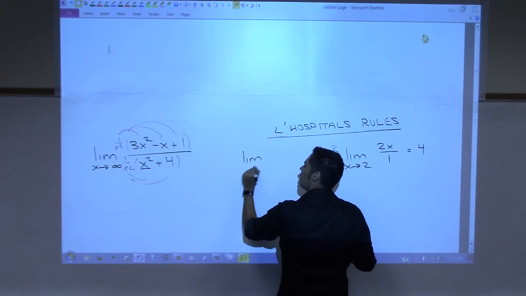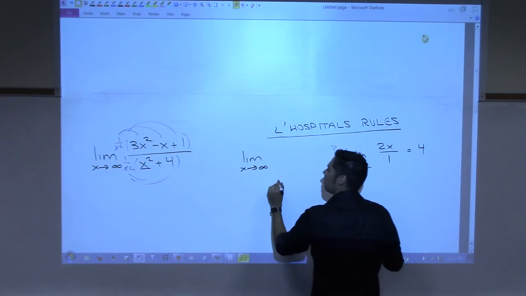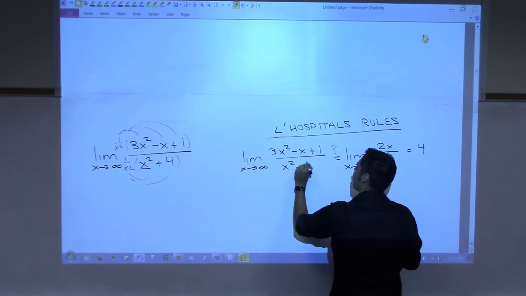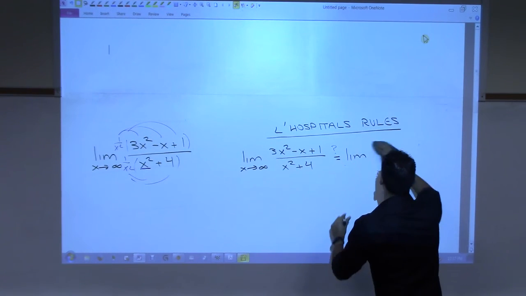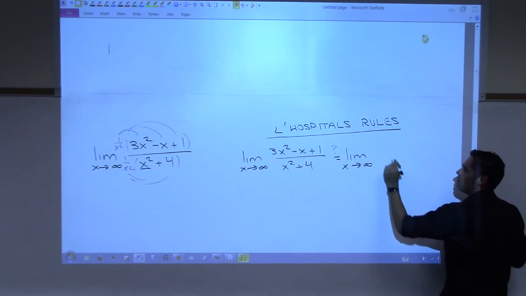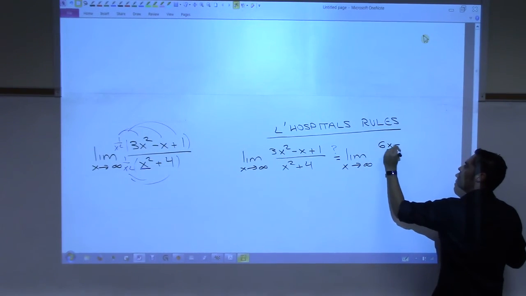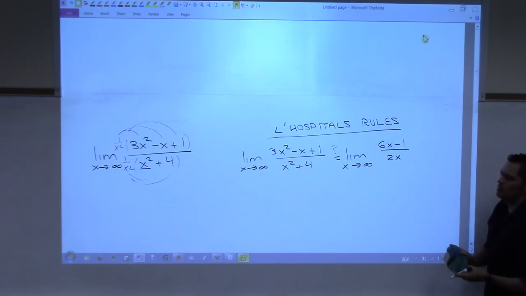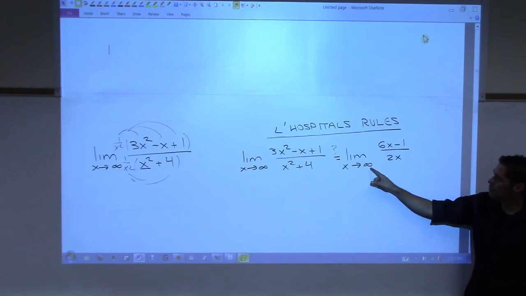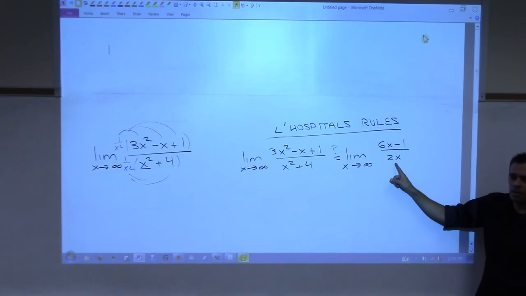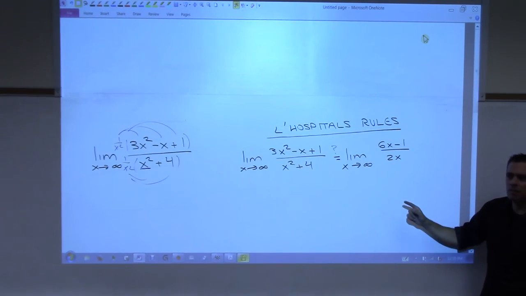So limit as x goes to infinity of 3x squared minus x plus 1 over x squared plus 4. What would happen if I just take the derivative of the top and bottom? So what's the derivative of the top? 6x minus 1 over the derivative of the bottom, 2x. Now let x go to infinity again. What happens? Infinity over infinity. That didn't work. But let's try and do it again.